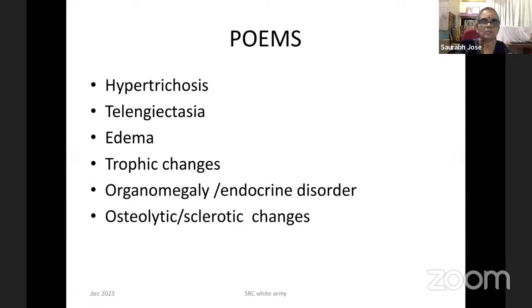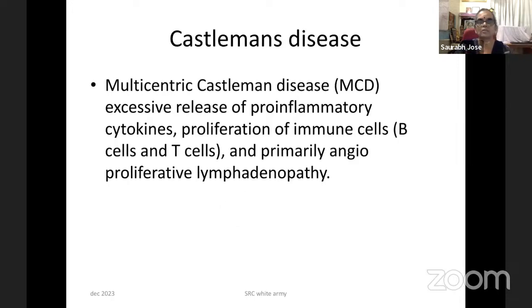So hypertrichosis, telangiectasia, edema, trophic changes, organomegaly, endocrine disorders, osteolytic and sclerotic changes. So that is called POEMS syndrome. And Castleman syndrome, you have got angioproliferative lymphadenopathy. So that is a neuropathy with angioproliferative lymphadenopathy.